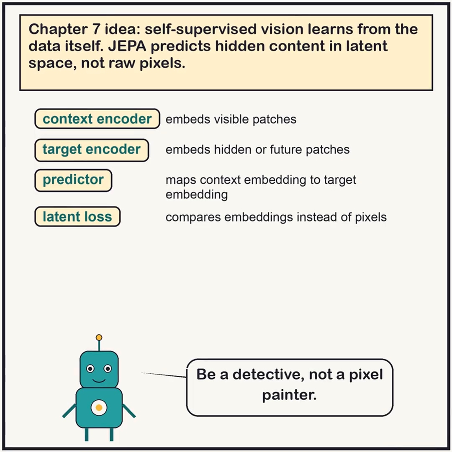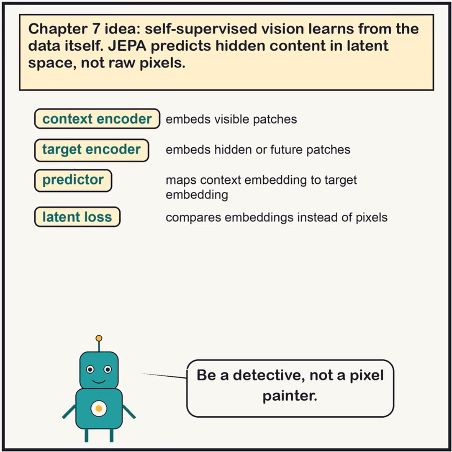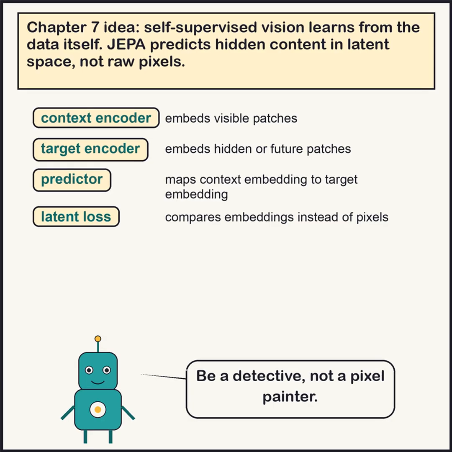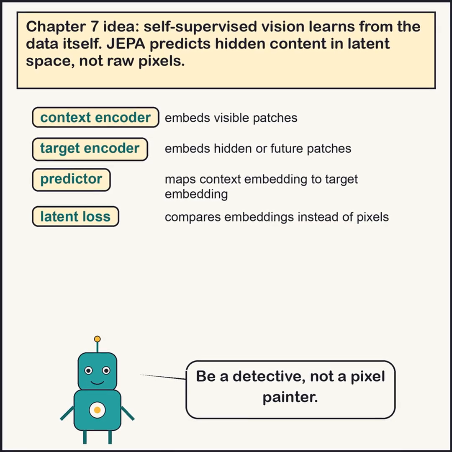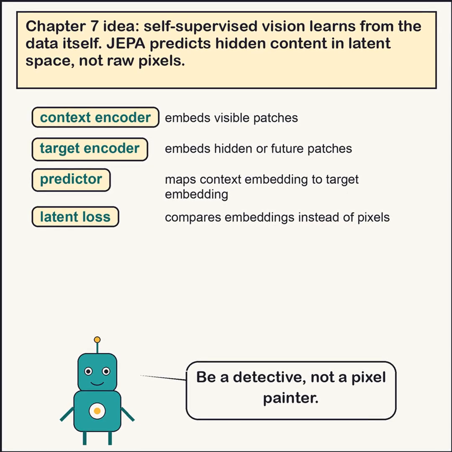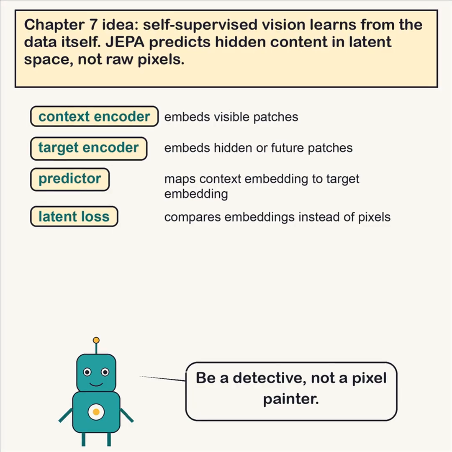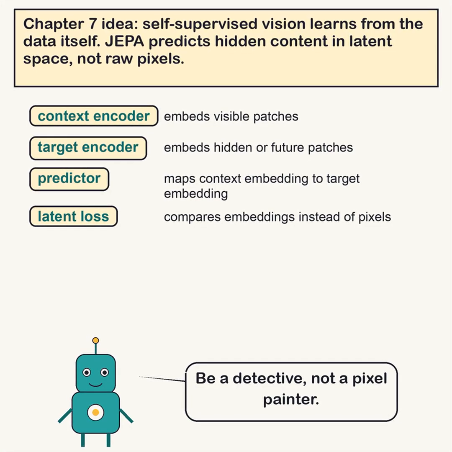Self-supervised representation learning brings us to JEPA. The context encoder embeds visible patches. The target encoder embeds hidden or future patches. The predictor maps context embeddings to target embeddings. The loss compares embeddings, not raw pixels. JEPA enters when labels are scarce but video is everywhere.